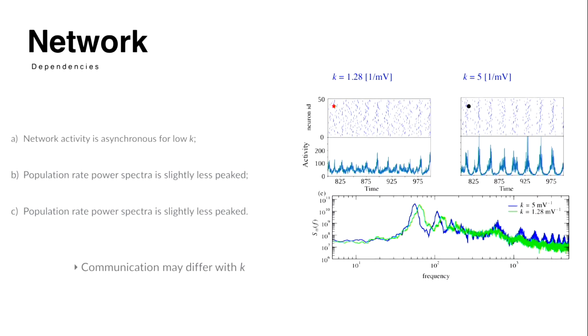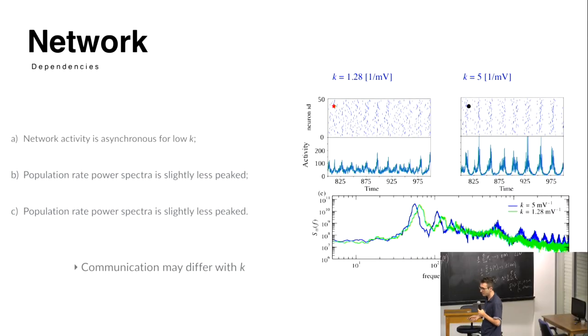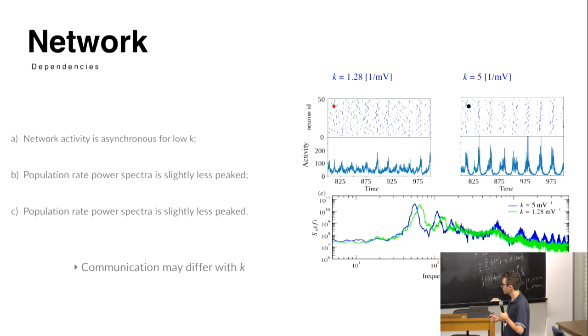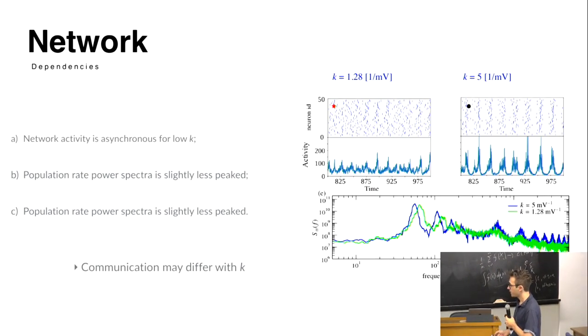So one can hypothesize... Yes, there are still some. Of course, maybe it's too tough to say that, but you don't have those very big oscillations here, and you can also observe that on the population power spectra, which is less peaked. I mean, it's not only the firing rate that moves, but it seems that the communication is a little bit different using this neural model.